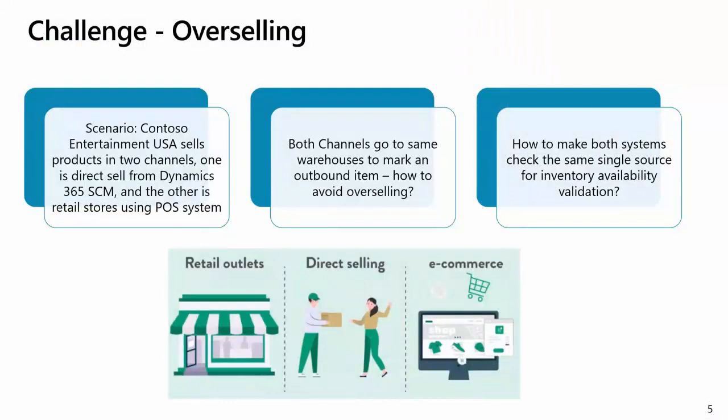Thank you, Jiacheng. Let's see a common challenge that businesses like retailers or distributors can face. Company Contoso Entertainment USA sells a speaker in two channels. One is via direct sale from Dynamics 365 SCM, and the other is via retail stores. Both channels look to fulfill the orders from the same sets of warehouses. How do we prevent the overselling, and how do we make sure both systems are checking a single source of truth for product availability validation? And as usual, we'd like to introduce Inventory Visibility Microservice to bridge your omni-channel and cross-system inventory fluctuations.